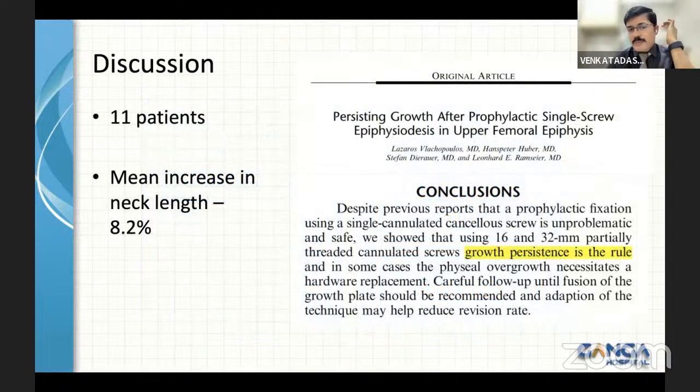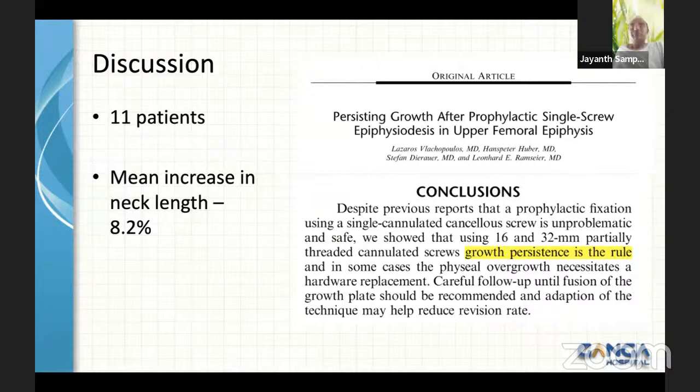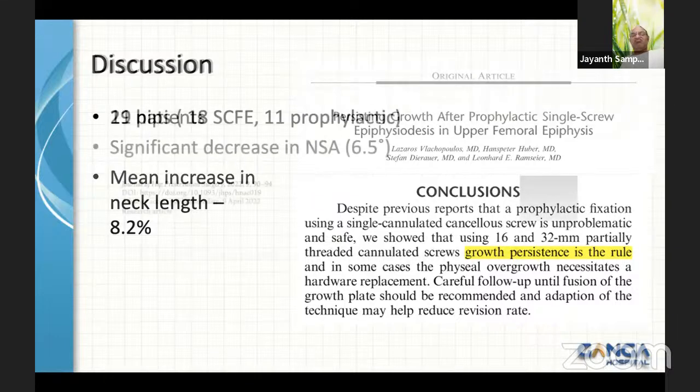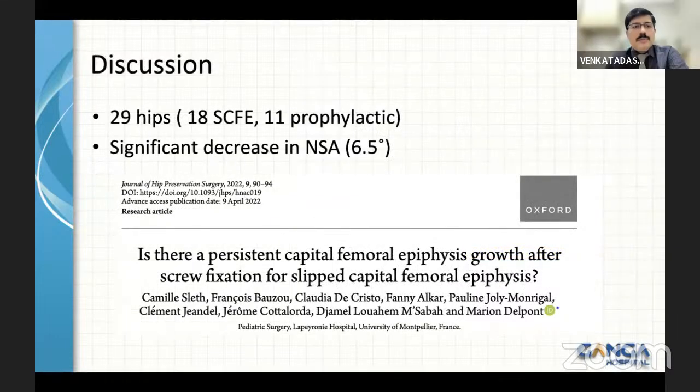If you look at previous papers which have looked into these morphological changes, we came across one paper where they studied 11 patients, and they also showed a mean increase in neck length of 8.2%, similar to our paper. They said that growth persistence is the rule after prophylactic fixation. So whenever you do a prophylactic fixation, it does not mean that the growth completely stops. It slows down and it holds the physis, and then eventually it fuses.